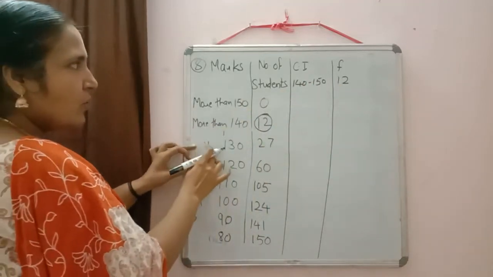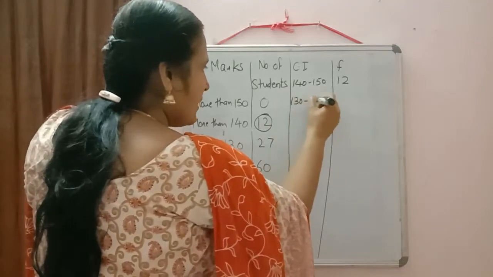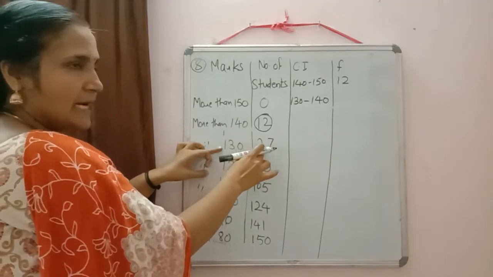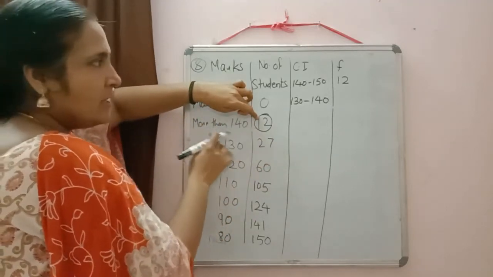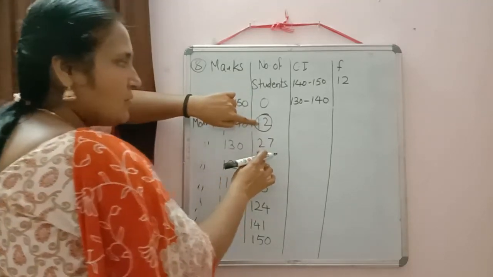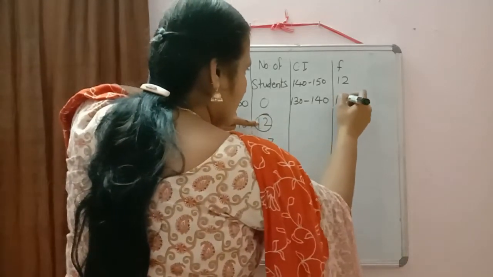Then next, more than 130. So the next class interval will be 130 to 140. But total how many are there? 27. But 12 we have already included in this group. So the remaining will be 27 minus 12, which is 15.